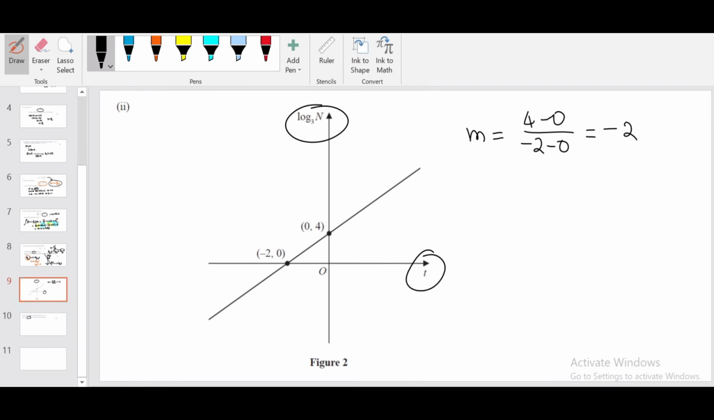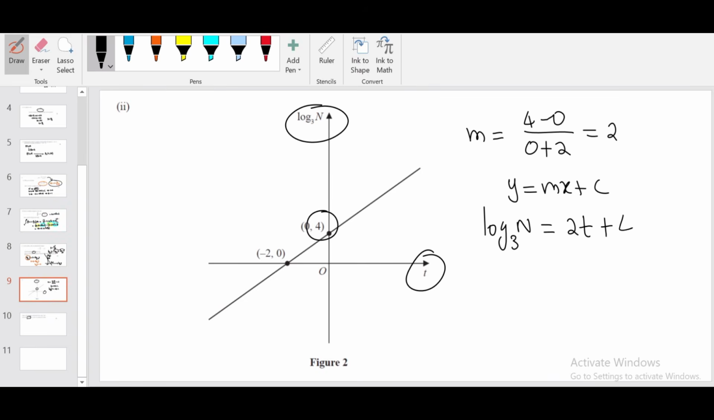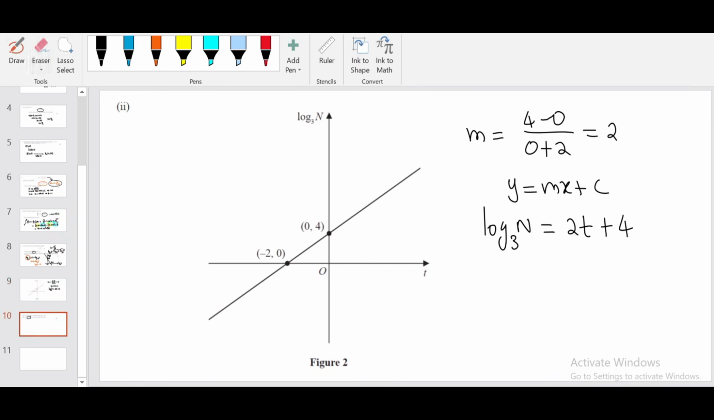Why minus 2? It has to be positive, right? Because I put this as 0, it should be 0 minus of minus 2. So you get positive 2. And the y-intercept is 4. We are going to use y is equal to mx plus c. Y is log n to the base 3 is equal to mx plus c, x is t here. The y-intercept is 4. That's the equation.